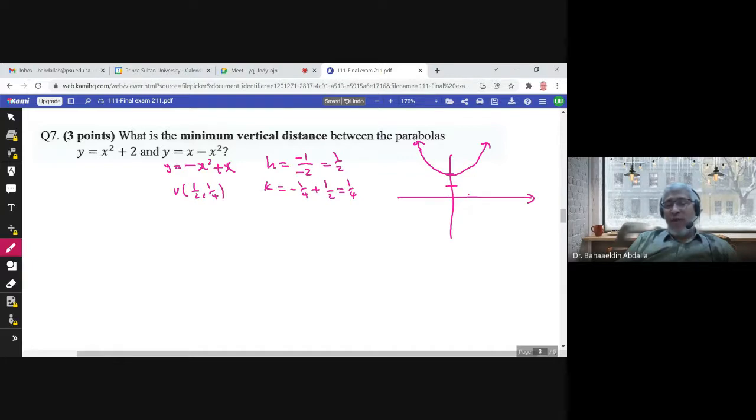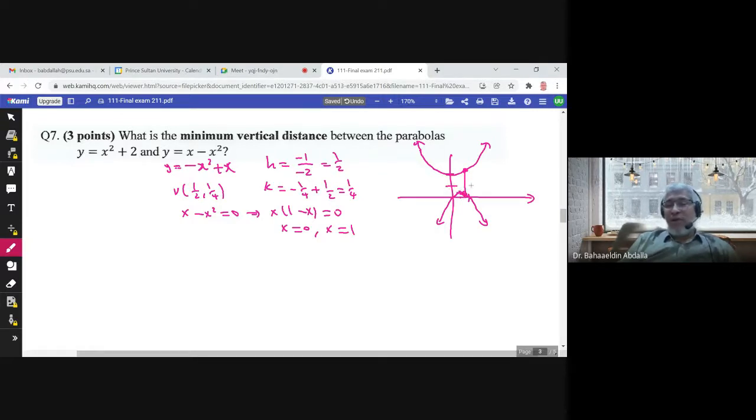So if this is 1 half and 1 over 4 somewhere here, and if I find the x-intercepts, I just put x minus x squared equals 0. This means x times 1 minus x is 0. So either x is 0 or x is 1. So this is the graph of this parabola. We need the minimum vertical distance between these two parabolas. Vertical distance. So this is a vertical distance between these two points. I need the minimum vertical distance.